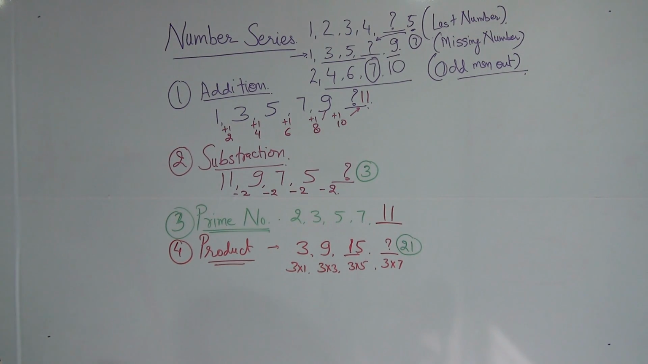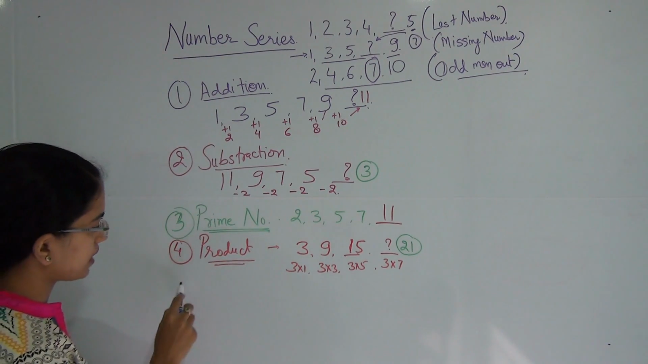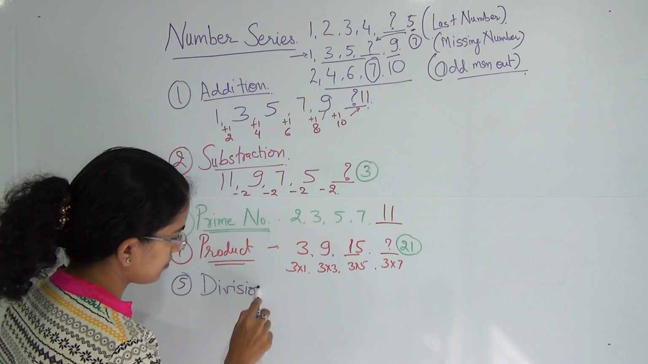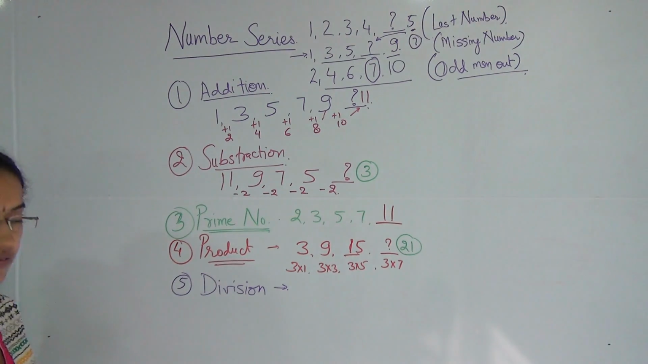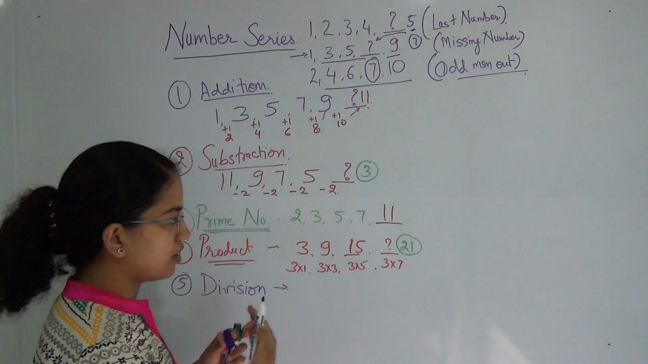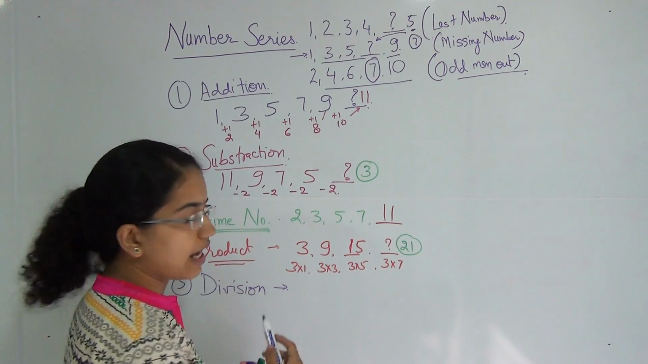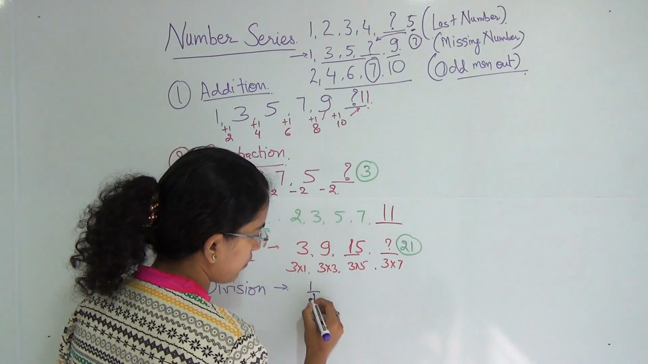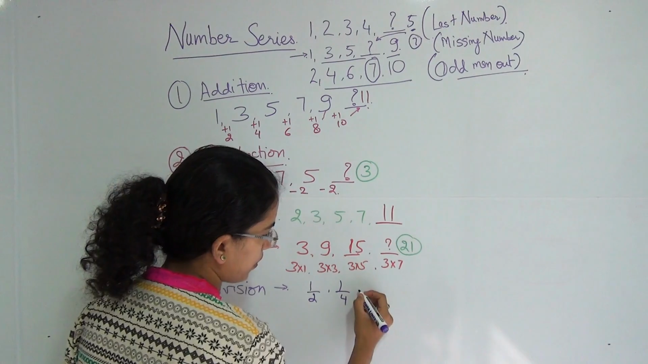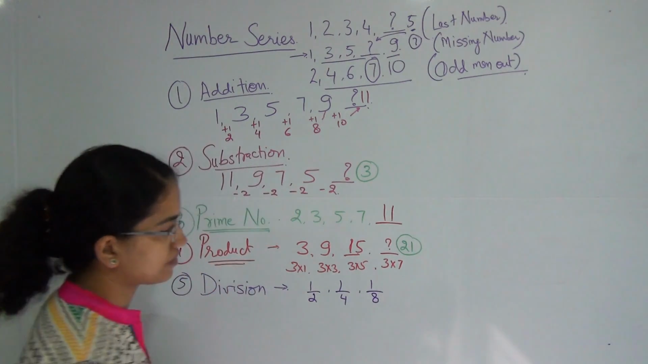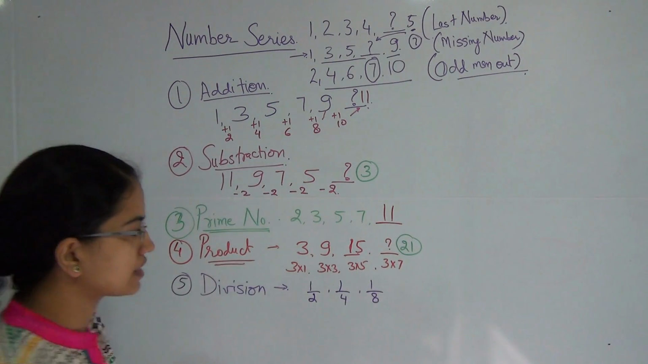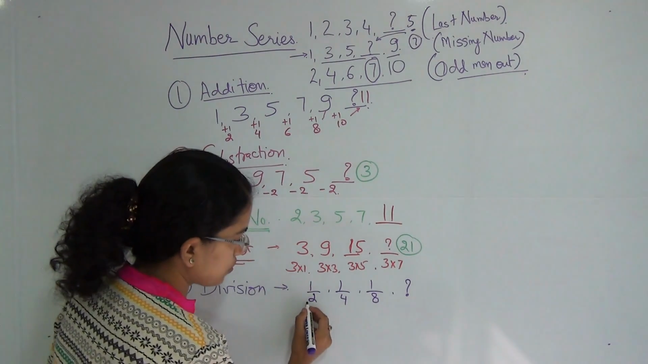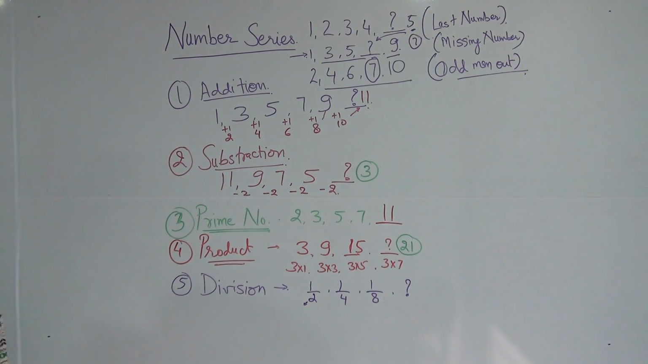Obviously we have talked about addition, subtraction, and product or multiplication. The next would be division series. Now in division series, if I make it a simple division of any number, that's fine. But in case I go into fractions, it becomes a bit more difficult question. For example, if I say 1 by 2, 1 by 4, 1 by 8, what would be the next fraction? Now how do I calculate it? I can say this 2 is a simple multiplication of 2 into 1.